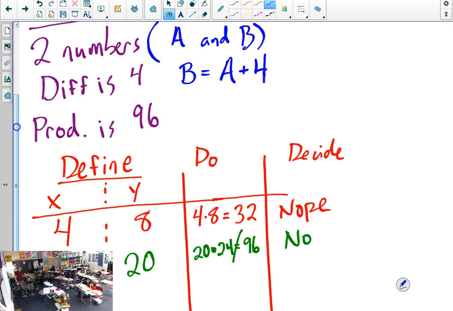Aubrey, how could I write that the product is 96? A times B equals 96. Now, don't I have another way to talk about B, though?